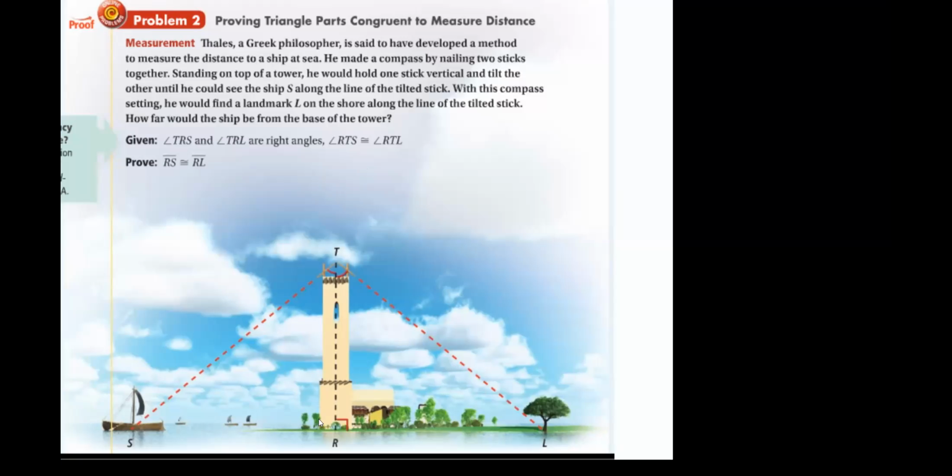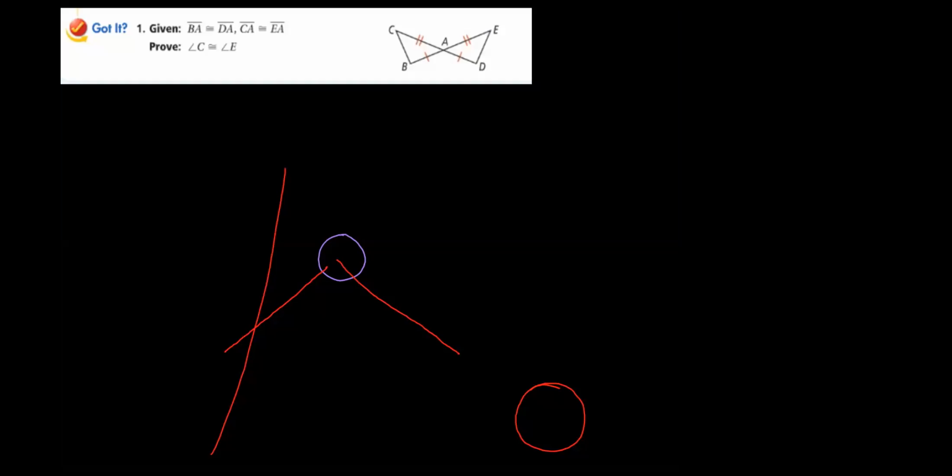So here he brings a compass. He puts it at the top of the tower. He puts this stick here and another stick here. He said that if they have this ship here, at the same distance I can find a landmark here. Then, what is the distance from this landmark to the base and from the ship to the base? He said we must have the same distance.